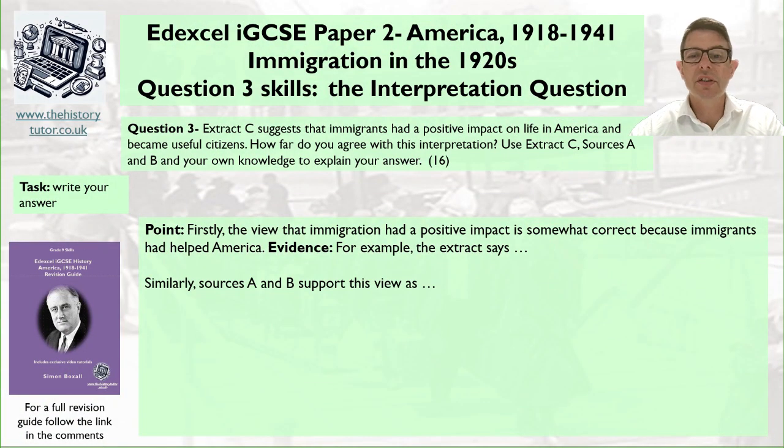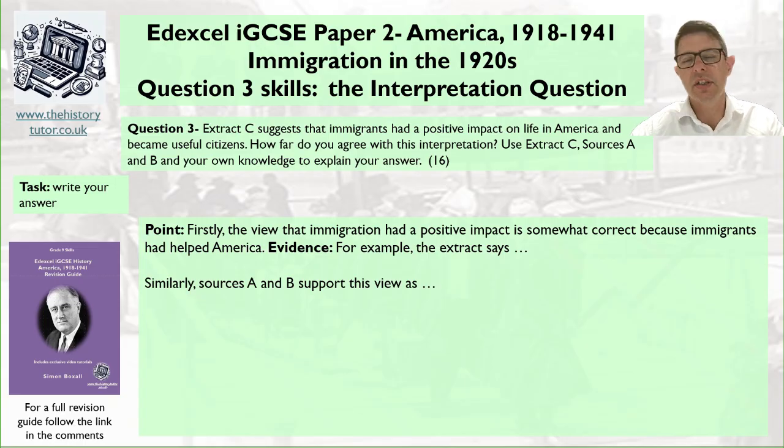Okay, so I've said firstly the view that immigration has a positive impact is somewhat correct because immigrants helped America develop, helped build America. It's some of the ideas you get in the extract. Now let's use the extract and sources together to back this up. So for example, the extract says, so give us a short little quote or a suggestion. See if you can use sources A and B together to back up this idea. A simple little quote or summary of the sources and how they might support that idea.